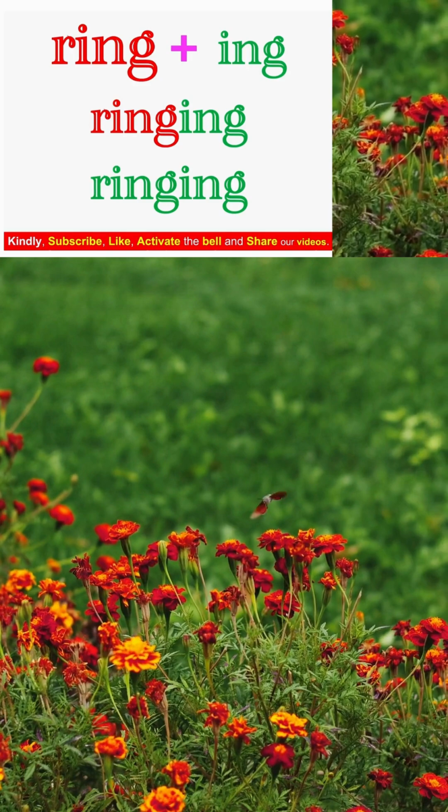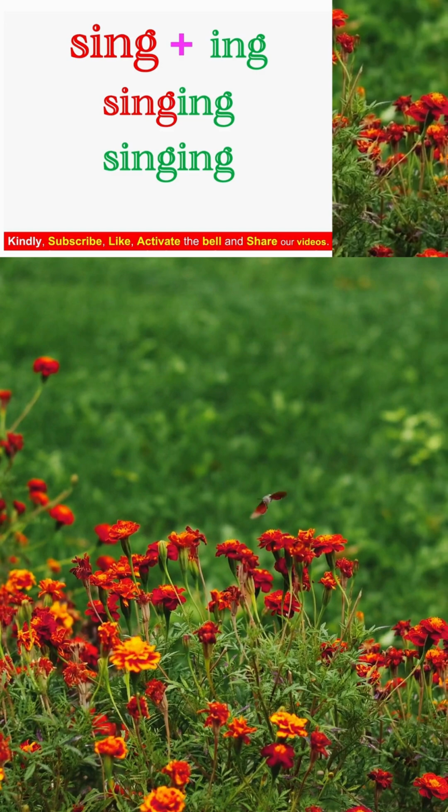Ring. So when we have a small verb like this verb, with G, because it's a small verb, we pronounce G but not strongly. We don't say ring. So it's a light G. Ring. Ringing. Let's continue. Sing. We don't say sing.